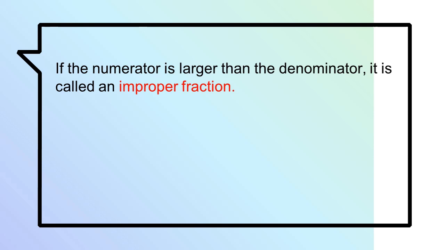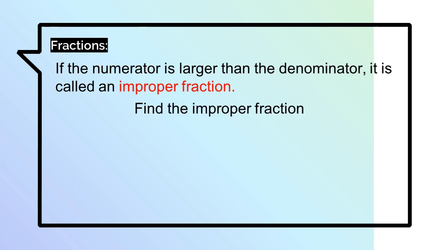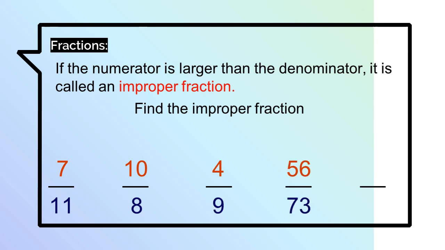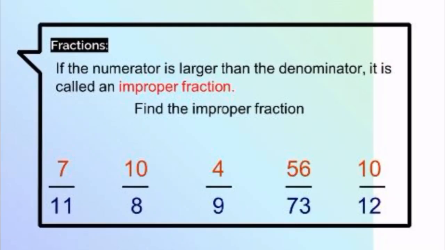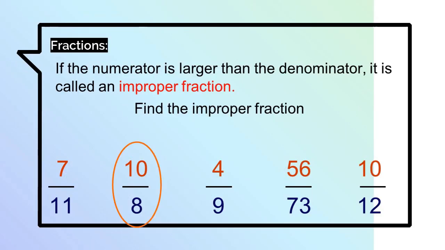Let's talk about improper fractions. If the numerator is larger than the denominator, it is called an improper fraction. Now let's find the improper fraction. We have 7 over 11, 10 over 8, 4 over 9, 56 over 73, and 10 over 12. Which is the improper fraction? That's right. 10 over 8 is the improper fraction because the numerator 10 is larger than the denominator 8.